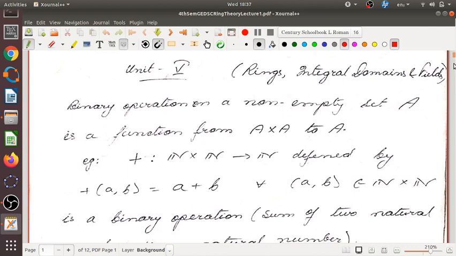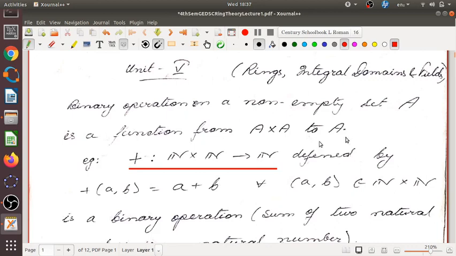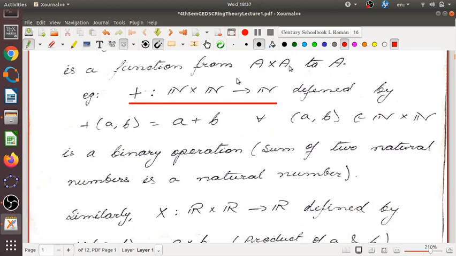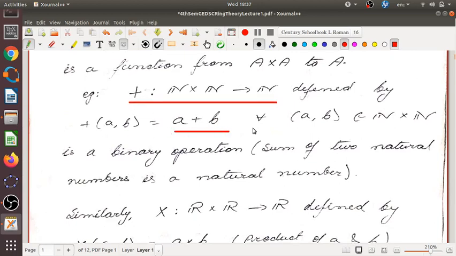For example, plus, that is addition, is a binary operation from N cross N to N, say addition of natural numbers. If we take natural numbers, we can add any two natural numbers, and the sum of two natural numbers is always a natural number. So plus of a comma b is defined as a plus b, the usual addition that we have learned since our childhood. Sum of two natural numbers is a natural number, so it's a binary operation on the set N.